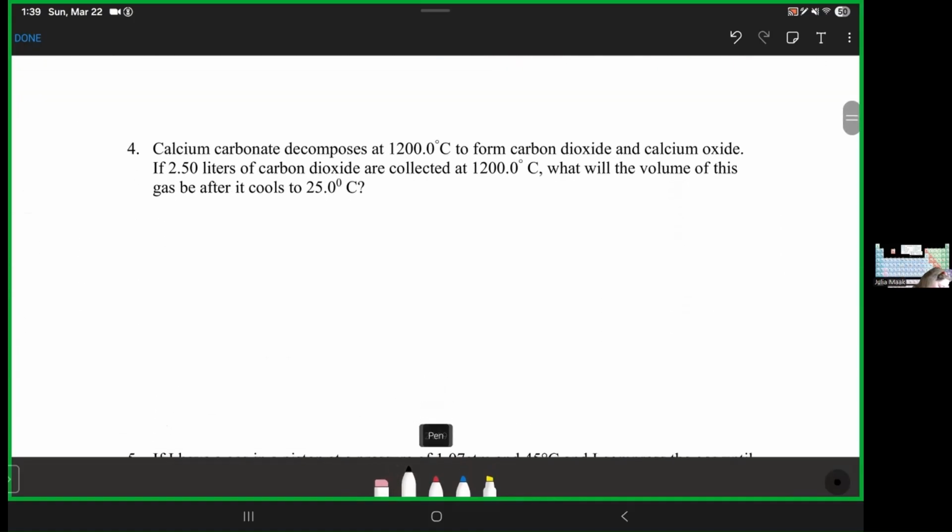So now calcium carbonate decomposes, so I have a temperature here. I have a volume. And, oh, there's temperature. Okay, what will the volume of this gas be? Okay, so this temperature, that's my first temperature. Okay, they're saying it decomposes, so now if it's collected at the 1200, okay, and then we cool it down to 25, okay, so we've been given two temperatures. Okay, this is just the same temperature. We're saying it reacted at this, and now if we reacted at that. Okay, so two temperatures.